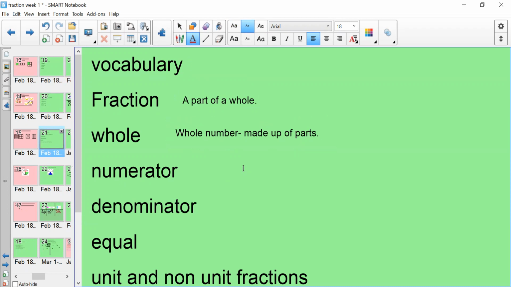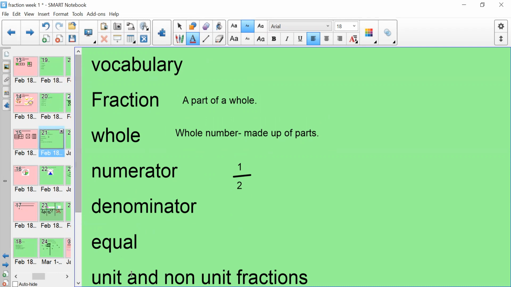Let's look at the fraction a half, for example. We said that the top number was the numerator and the bottom number was the denominator. It's really important to remember those two words. And then we also looked at equal. We said that every single shape or every single part needs to be equal when we are talking about fractions.